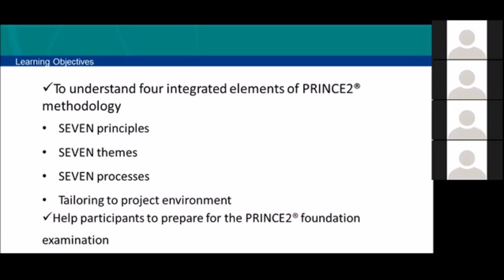Then tailoring means PRINCE2 is for large projects as well as for small projects. PRINCE2 we can apply for large and small. If I talk about PMP on the other hand, PMP I can apply only for large projects. So I will compare both, PRINCE2 versus PMP, after this, right? So tailoring means you can apply PRINCE2 for small projects as well as for large projects.